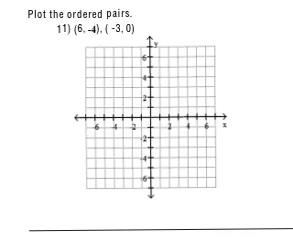Okay, so now we're getting into the chapter 3 stuff. Number 11 is plot the ordered pairs. We have 6, -4, and -3, 0. Remember, in a set of ordered pairs, the first one is the x and the second one is the y, just like they come in the alphabet. The x comes before the y.